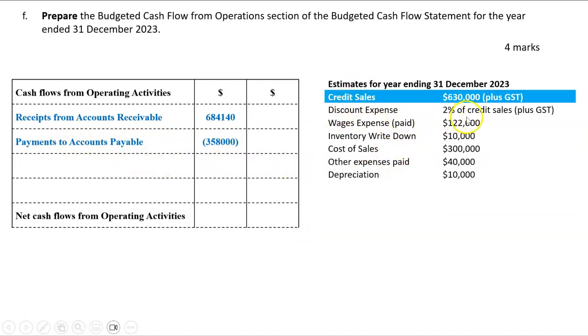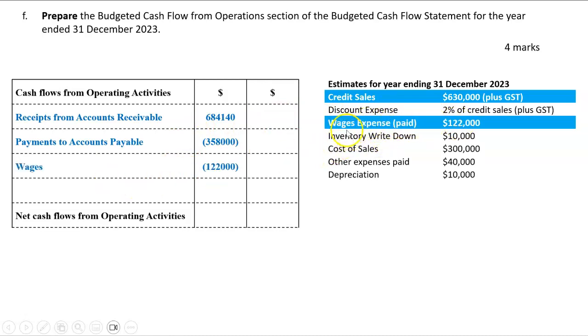A discount expense is when we forego cash to an account receivable, so it is literally the definition of not cash. It's not going to go in here at all. Wages paid will, so we better put that in. Compared to previous questions we've done, it doesn't say whether there is some accrued wages or prepaid or anything like that. Don't overthink it. It just says wages expense paid, so there it goes. An inventory write-down is an expense, so we put it in the income statement, but it is not cash, so we can ignore that. The exact same thing with cost of sales. Cost of sales is an expense, but it's not cash.